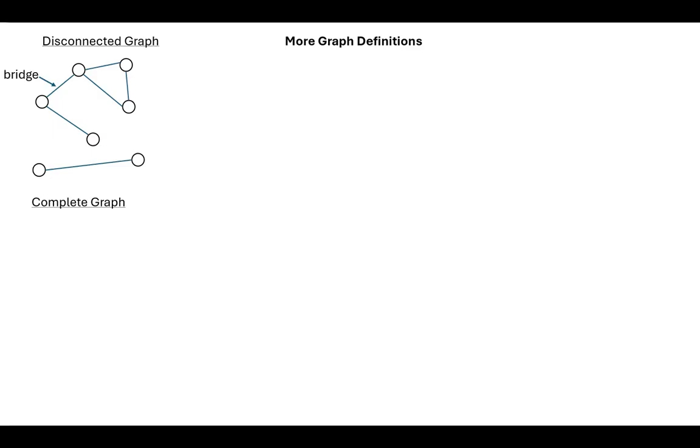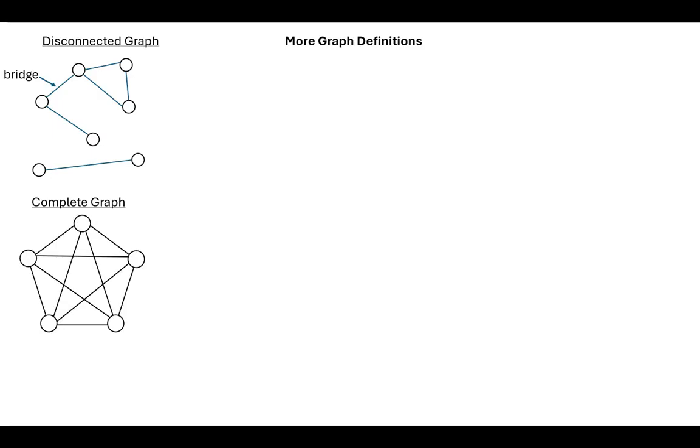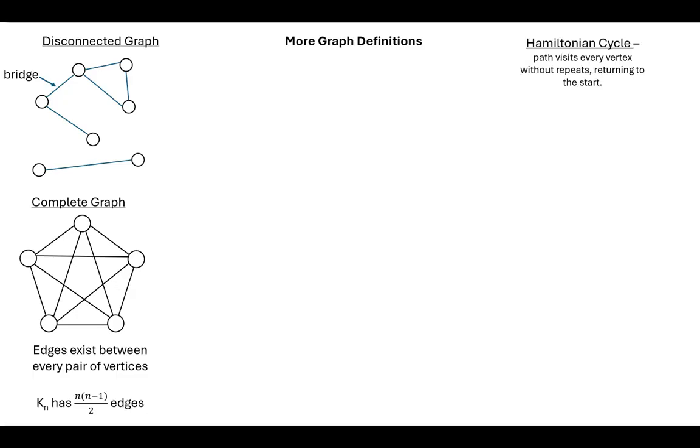A complete graph is one where every vertex is connected to every other vertex by an edge. The number of edges is given by n times n minus 1 divided by 2. To explain this, imagine a graph with 5 vertices. Each of those vertices can be connected to 4 others, giving us 20 edges. However, doing this will double up the number of edges, so we need to divide the result by 2, giving us 10 edges.